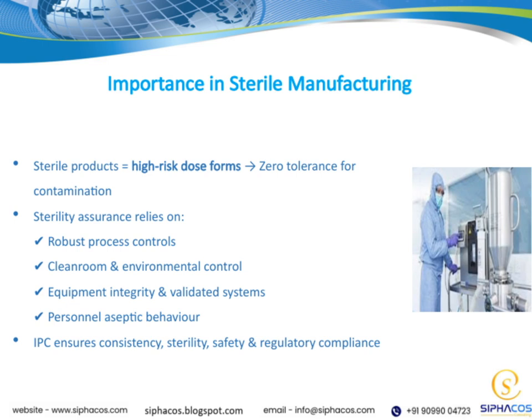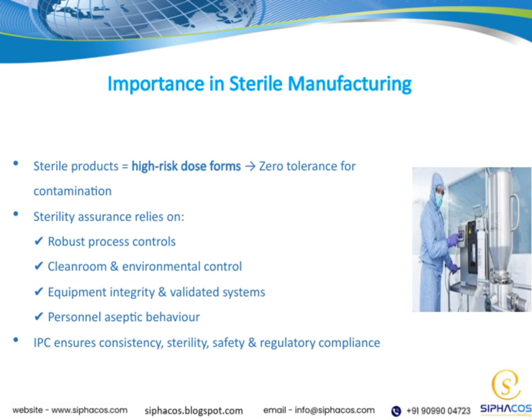Second, cleanroom and environmental controls are critical. They create a controlled environment, minimizing the risk of airborne or surface contaminants. Third, equipment integrity and validated systems ensure that our machinery performs reliably and doesn't introduce risks. And finally, personnel aseptic behavior is key. Our staff must follow strict procedures to prevent contamination from human sources.